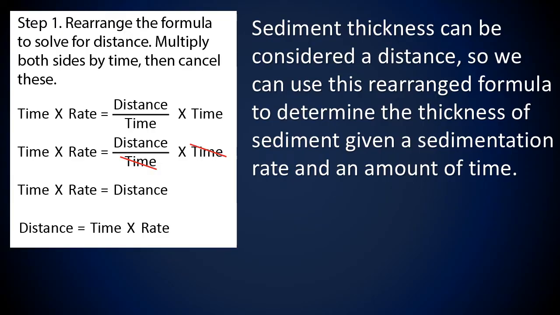Finally, sediment thickness can be considered a distance, so we can use this rearranged formula to determine the thickness of sediment given a sedimentation rate and an amount of time. So step 1, we will rearrange the formula to solve for distance. Multiply both sides by time, then cancel these. We finally find that distance is equal to time times rate.